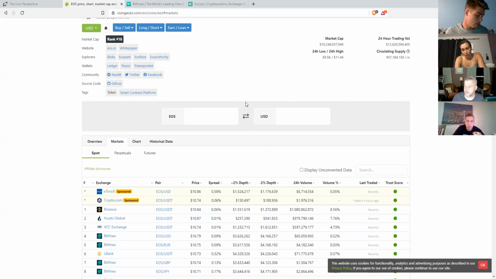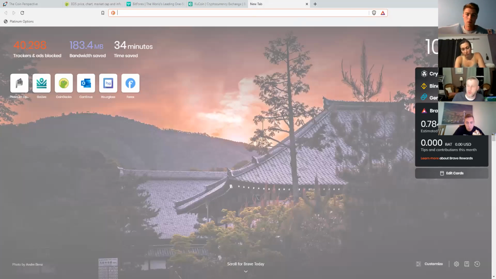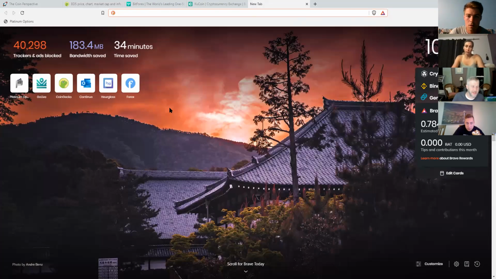The browser that I'm using right now is called Brave browser. On the right side over here, it tells me my Brave rewards. And Brave is the BAT coin, which is Basic Attention Token.